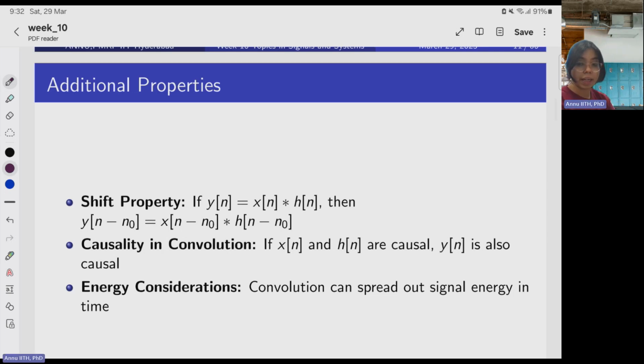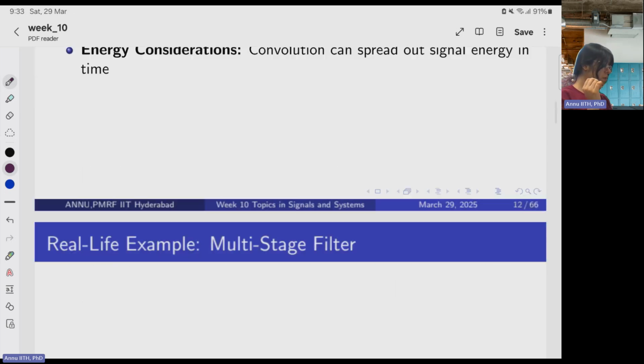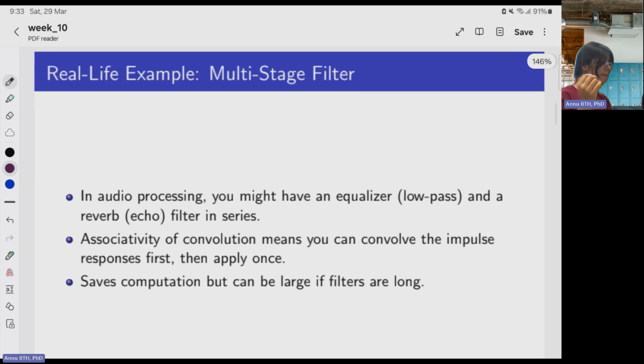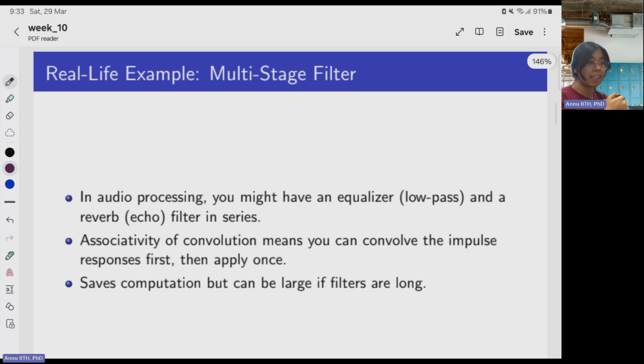So we have x[n] and h[n] as causal. So y[n] is also causal, suppose. If inputs are causal, the output is also causal. And for energy consideration, convolution can spread out the signal energy in time. But it's a very strange example, that is a multi-stage filter.